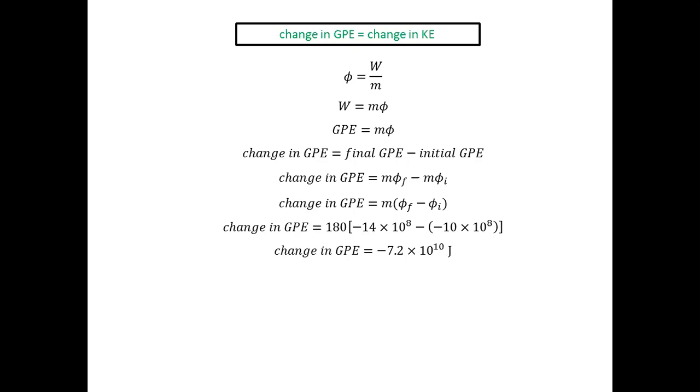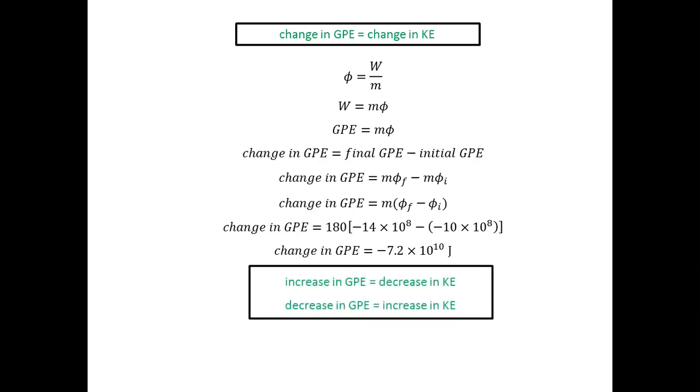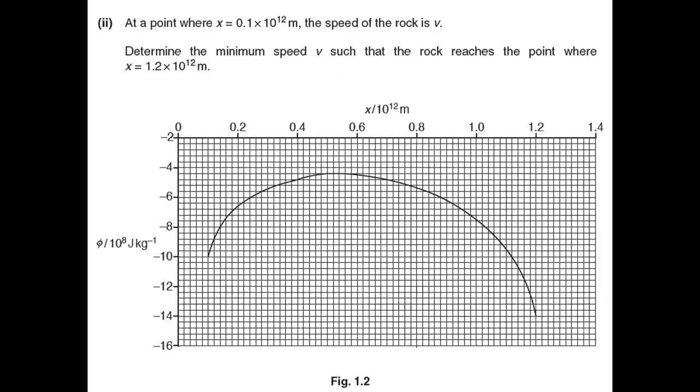It's negative, that means there was a decrease in GPE. Now, remember, if it's an increase in GPE, it's a decrease in KE, and vice versa. Since this one is a decrease in GPE, therefore, the change in kinetic energy should be an increase. So the change in kinetic energy should be positive 7.2 times 10 raised to 10 joules, or simply, there was an increase in kinetic energy. Okay, so that's it for the first question. Now, let's move on to the next one.